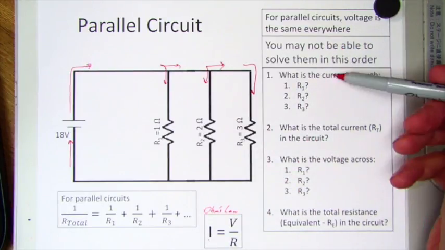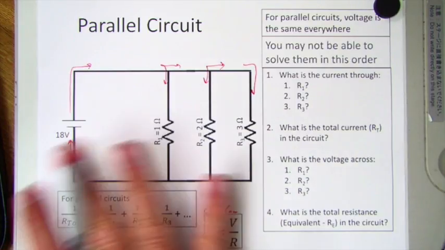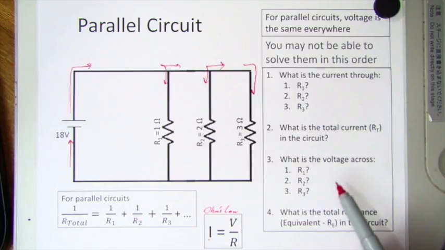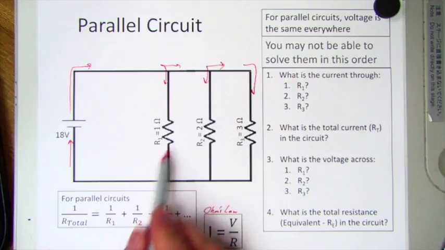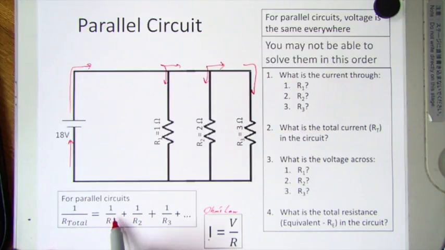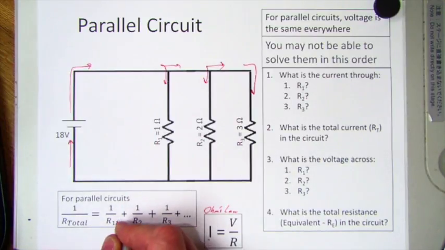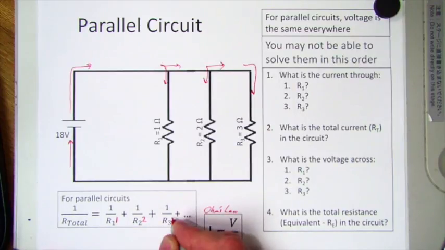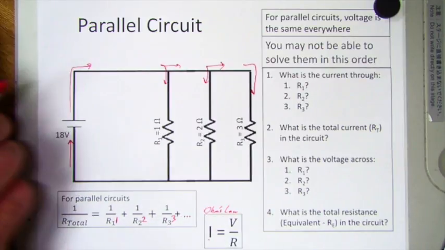Okay, so again, we have these questions. We may not be able to solve them in order, but we certainly have enough information to get some of them. It's always nice if you can to get the total equivalent resistance, what resistance the battery is feeling in total. What we do is use this equation right here for parallel circuits. Our resistors are 1 ohm, 2 ohms, and 3 ohms. And remember, we need to take the reciprocal of the sum of those reciprocals.